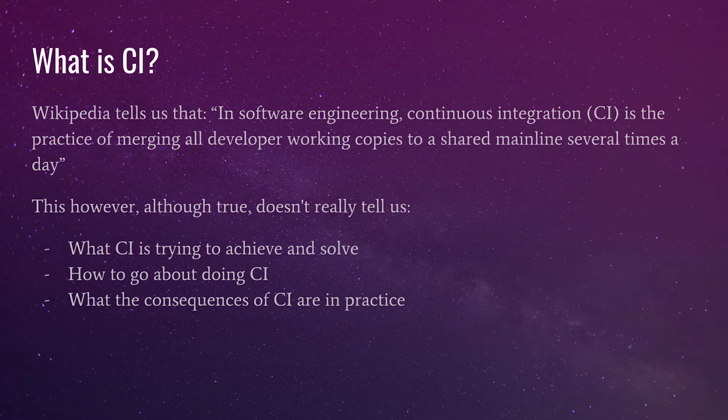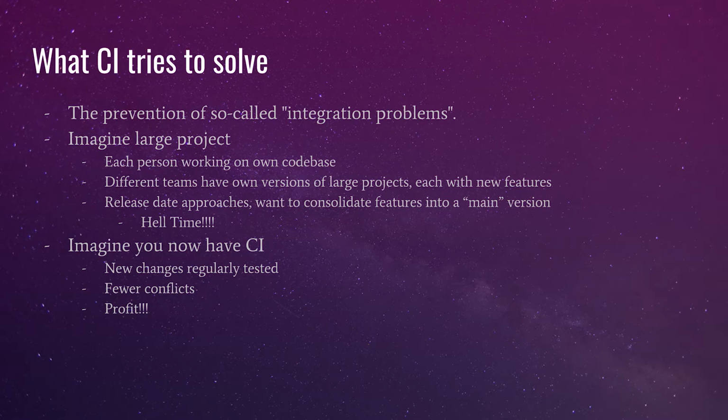Firstly, what continuous integration actually is, and what it's trying to achieve and solve, how we go about doing continuous integration, and then what the consequences are of that. Continuous integration is solving integration problems, and it's best to explain it in a scenario. So you're on a team of developers and you've got a deadline coming up and you're all working on different features on this project that you're building.